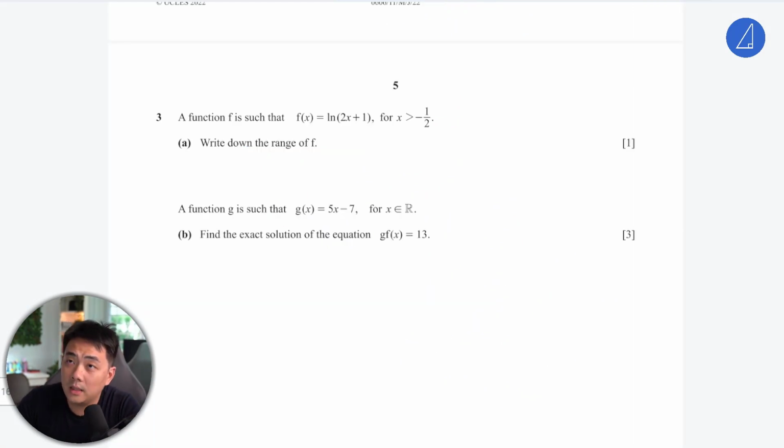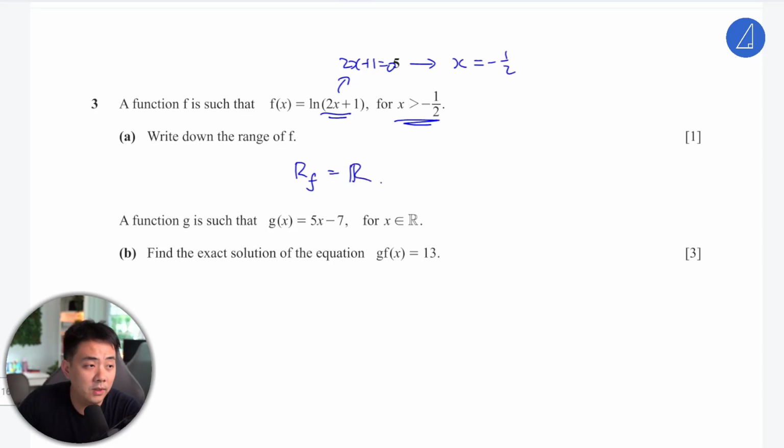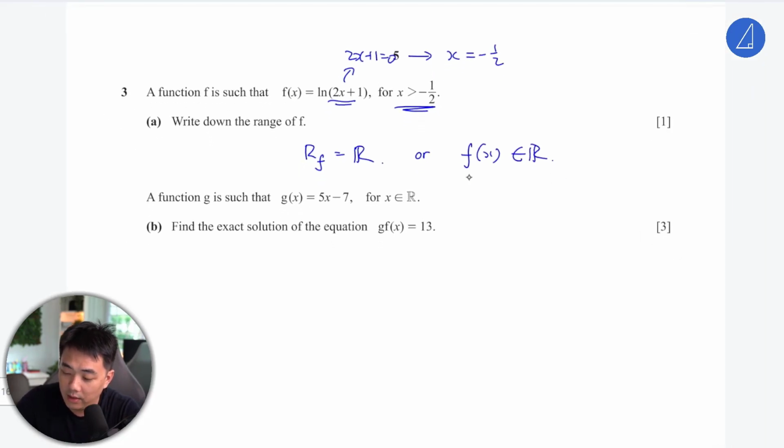Alright, the next thing is the function f is defined as such. We know the vertical asymptote is where 2x plus 1 equals 0, so the vertical asymptote will be x equals negative half. Write down the range of f. The range of f will just be from negative infinity to infinity, or we could write it as f(x) is an element of the real values. That's the range.